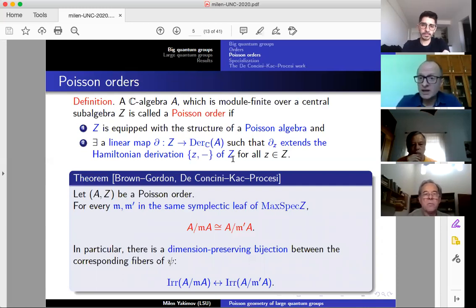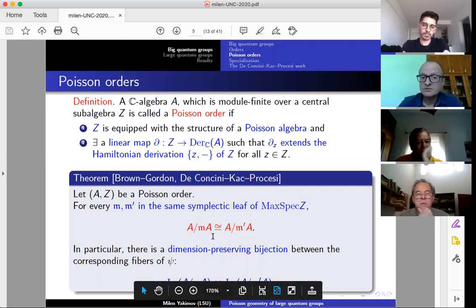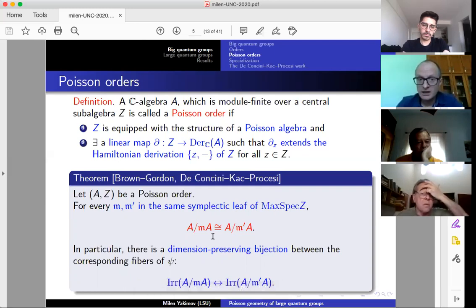If you start with any Poisson order, and you take two maximal ideals M and M prime which are in the same symplectic leaf of the maximal spectrum, so we assume that Z is a Poisson algebra, which means that the maximal spectrum is going to be a Poisson affine variety, an affine variety with Poisson structure. If they happen to be in the same symplectic leaf, then the two algebras obtained by quotienting by these central ideals M and M prime are just plain isomorphic to each other.